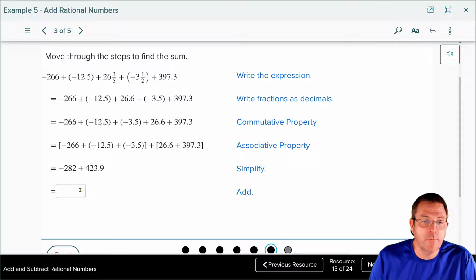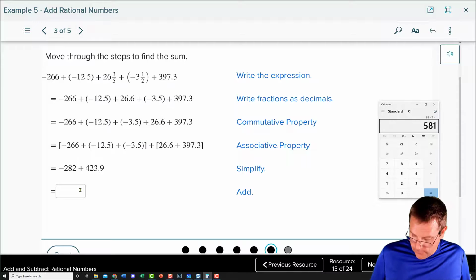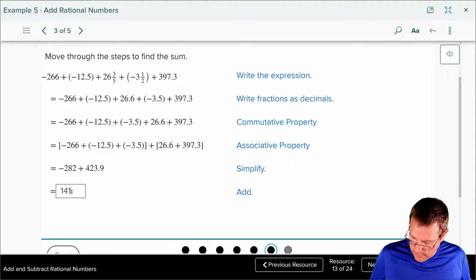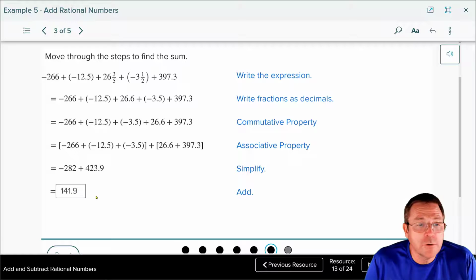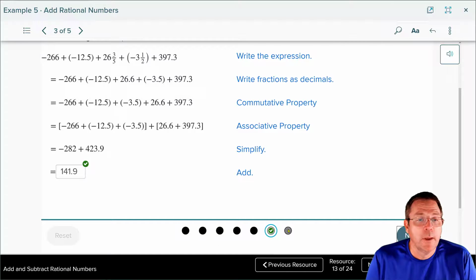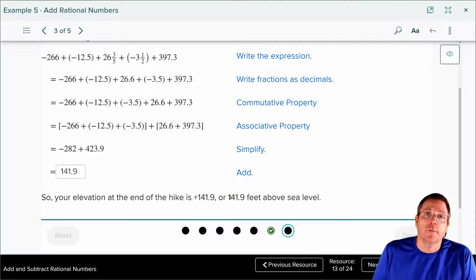So we're going to just grab a real quick pocket Satan here, and we're going to note that we're finding the difference. So 423.9 minus 282, and that's going to give us 141.9. The sign in front of a larger number goes in front of your answer, so our answer is going to be positive, and it checks. From there, the elevation change is going to be an increase, or they're going to end up at a positive 141.9 feet above sea level.